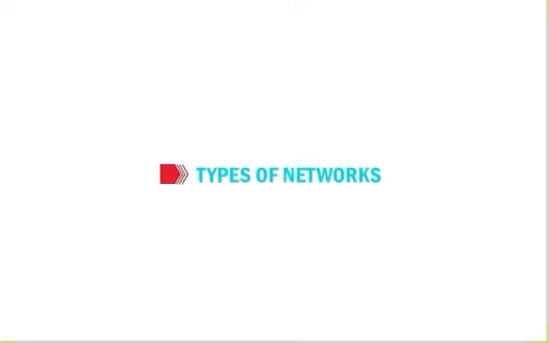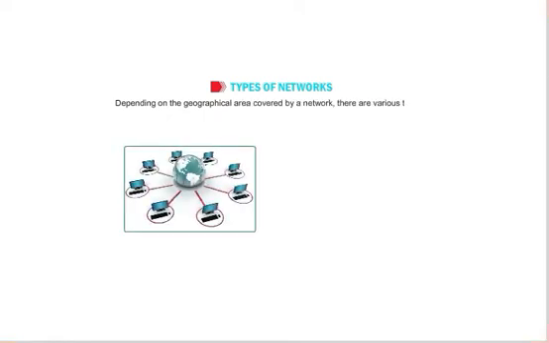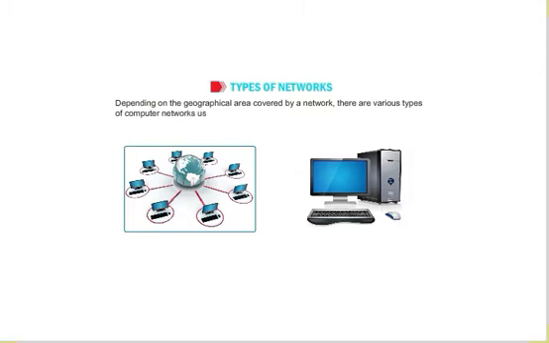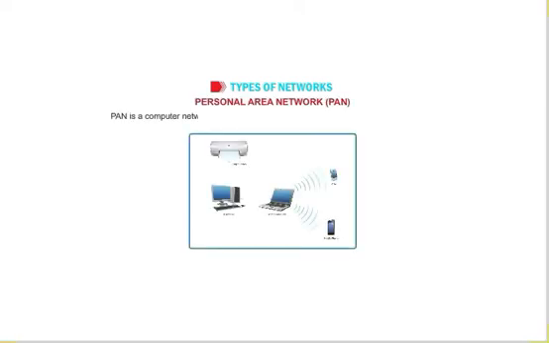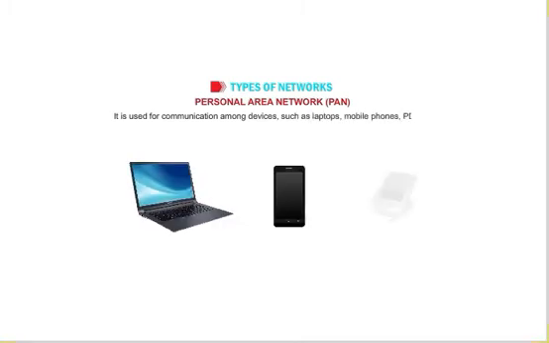Types of networks. Depending upon the geographical area covered by a network, there are various types of computer networks used worldwide, which are as follows. First of all, there is a personal area network, PAN. PAN is a computer network that covers a small area of about 10 meters, about 30 feet. It is used for communications among devices such as laptops, mobile phones, PDAs or smartphones.